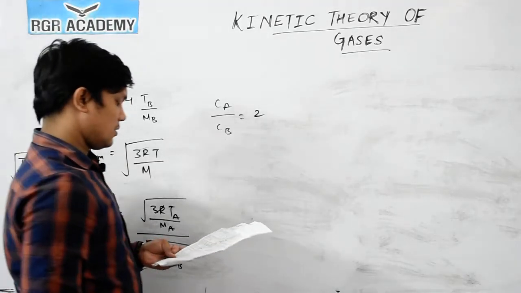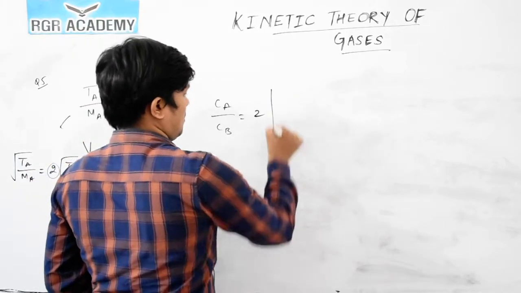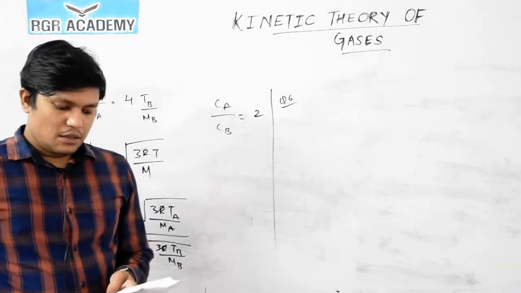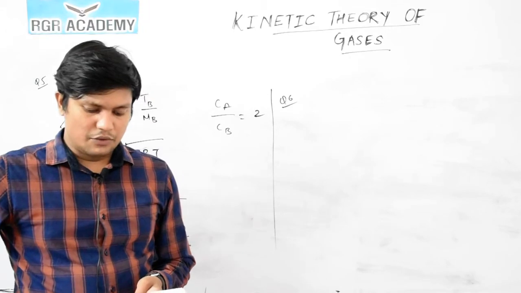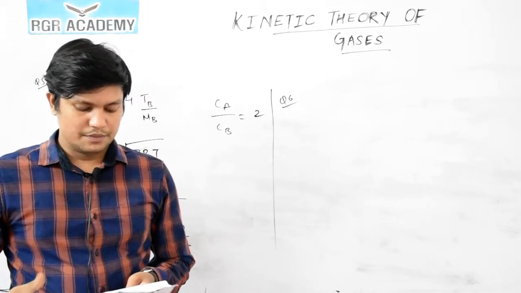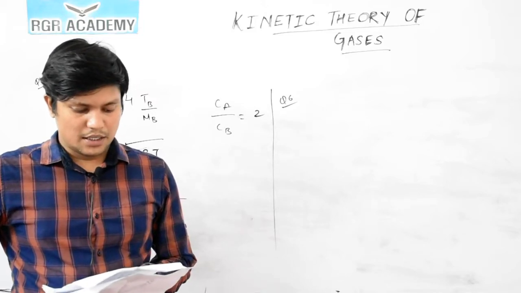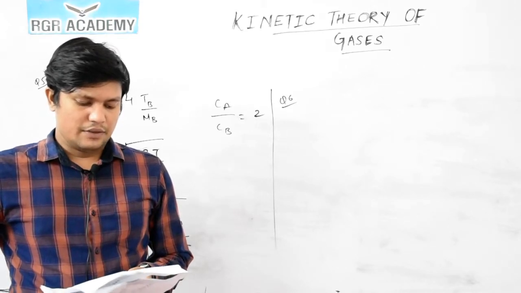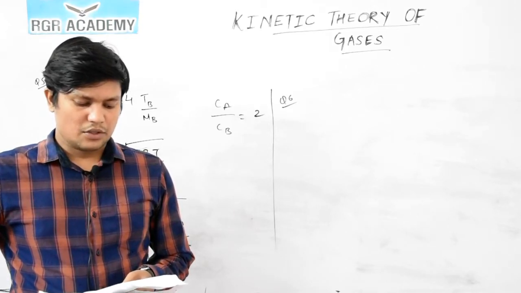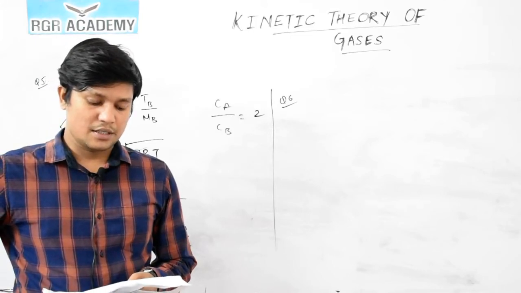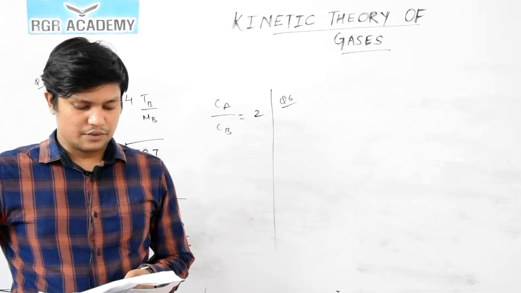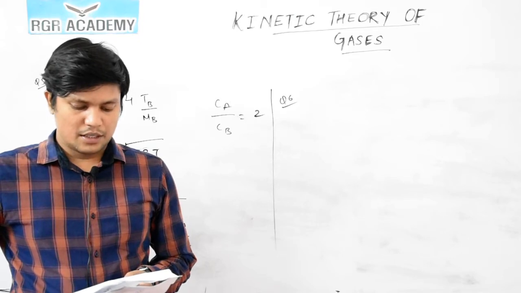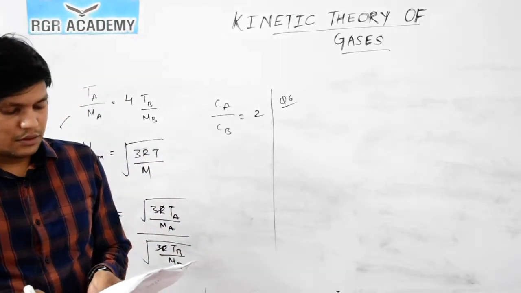Now question number 6. Two spherical vessels of equal volume are connected by a narrow tube. The apparatus contains an ideal gas at 1 atmosphere and 300 Kelvin. Now if one vessel is immersed in a bath of constant temperature 600 Kelvin and the other in a bath of constant temperature 300 Kelvin, then what will be the common pressure?